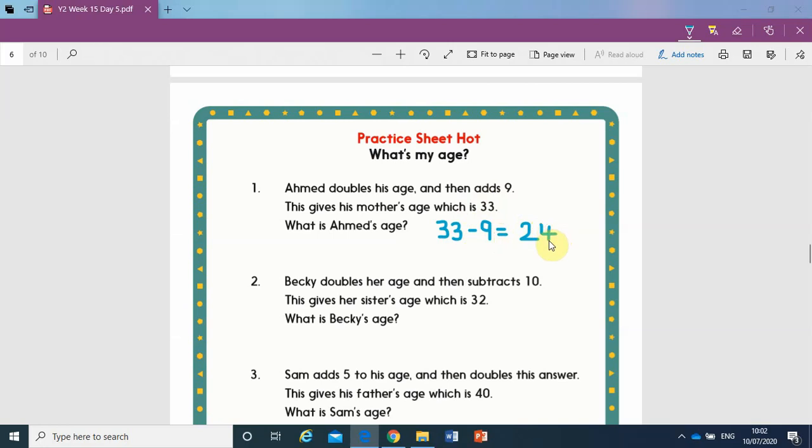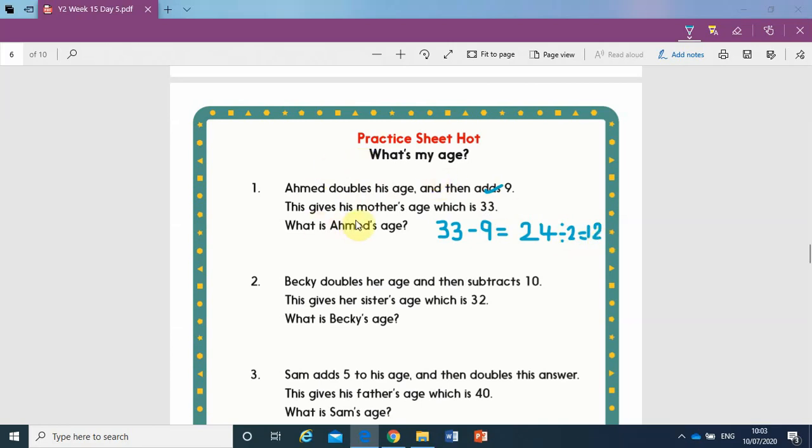24. So I've done the opposite of that. Instead of adding, I've taken away because I'm working backwards. He doubles his age, so I need to halve it. I know halving is the same as dividing by 2. 24 divided by 2. Could count in my 2s. 2, 4, 6, 8, 10, 12, 14, 16, 18, 20, 22, 24. That's 12. So Ahmed's age is 12.